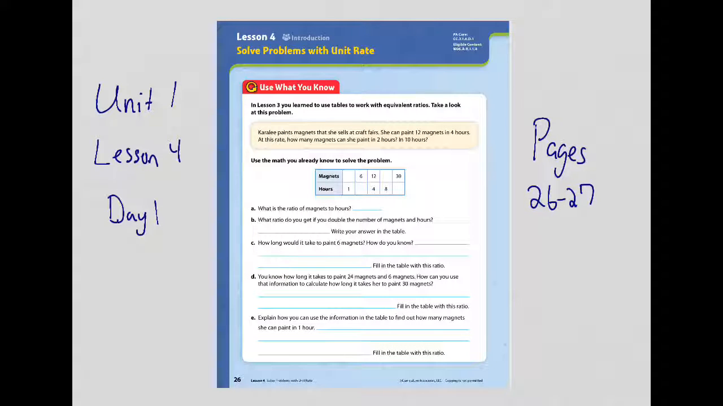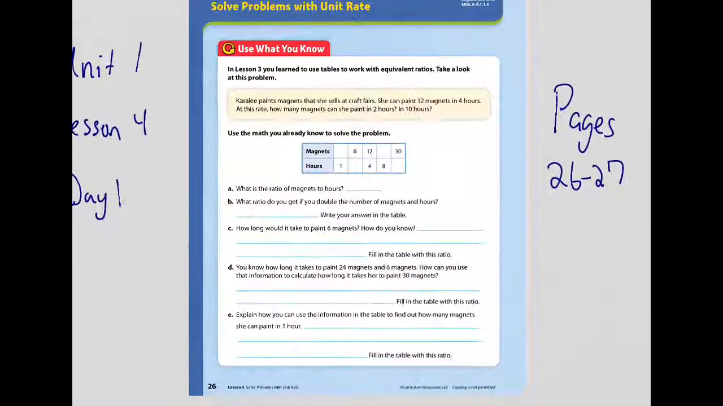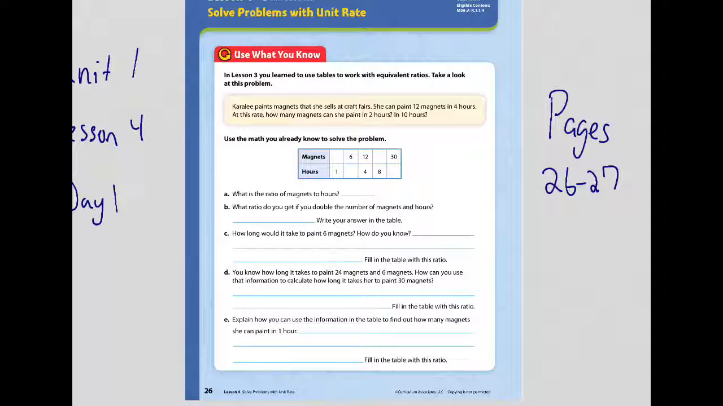Hey, sixth graders, you are starting lesson 4, day 1. And this is kind of exploring with what we've already learned and connecting it to what we are doing. So let's start by going over on page 26. If you're not on page 26, pause the video and open your book to that page now.